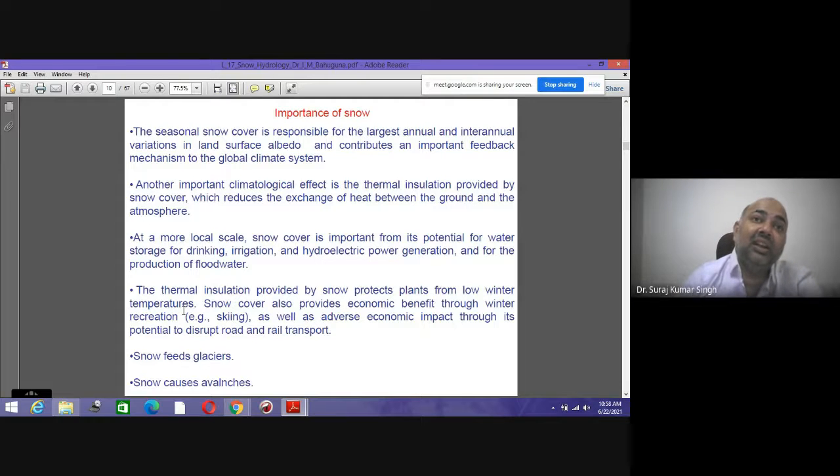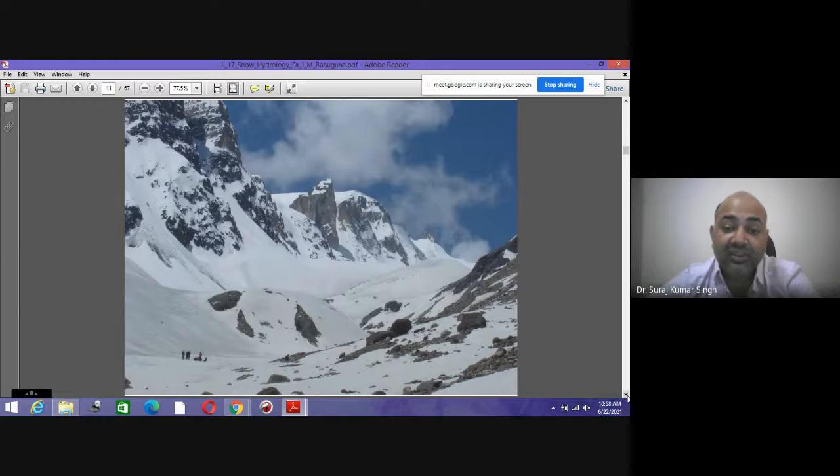Many times it will damage or wash out roads, dams, or maybe tunnels. So there are snow-fed glaciers. Snow can cause avalanches. Recently in Uttarakhand, there was an avalanche that broke down the entire hydropower project that was situated just below the avalanche area, and that led to loss of life and property. There was a huge loss. So you can see how this snow looked.